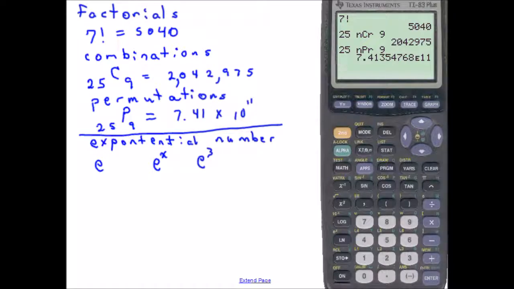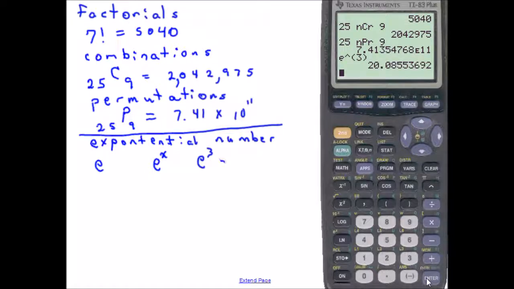So that e to the third. To calculate this on our 83, that's second. Notice the arrow up, and then ln, e to the power. Notice right above there is that e to the x look. e to the third. Close out your parentheses. Enter. So that's 20.086. Place values will depend on the actual calculations.